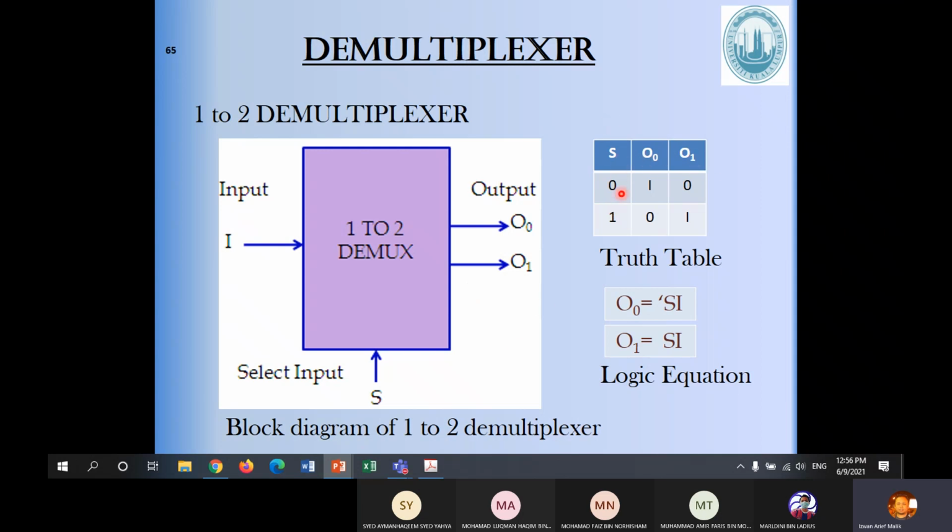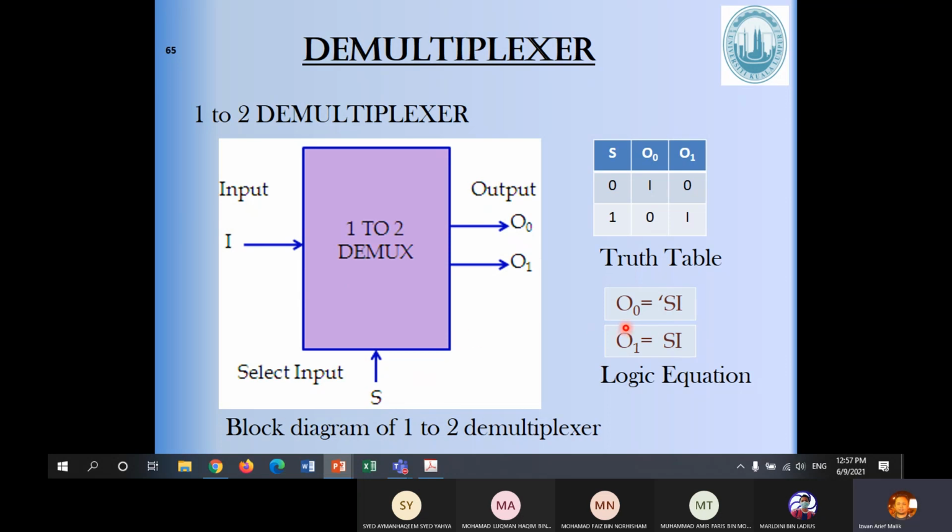So whenever selector is 0, output 0 will be the one that have input from I tadi. So input ni, selector pilih, selector ni akan hantar I ni kepada output 0. Whenever the selector is 1, it will send input kepada output 1. So selector 0, output 0, 1, output 1, 0. When selector 1, output 0, 0, output 1 jadi 1. Okay, so that is the truth table. Dia punya working flow dia.